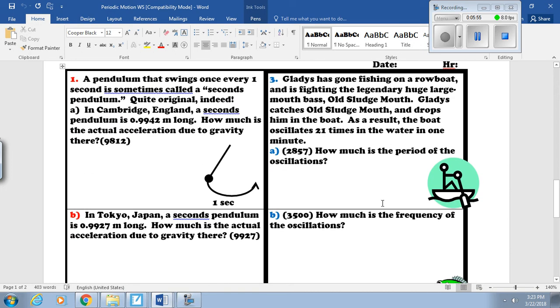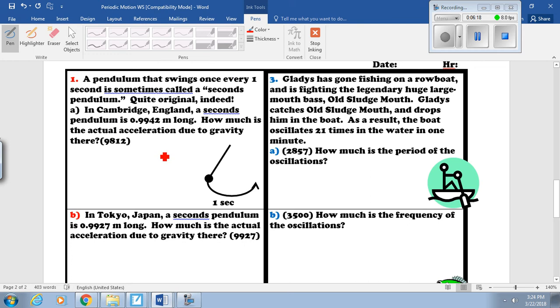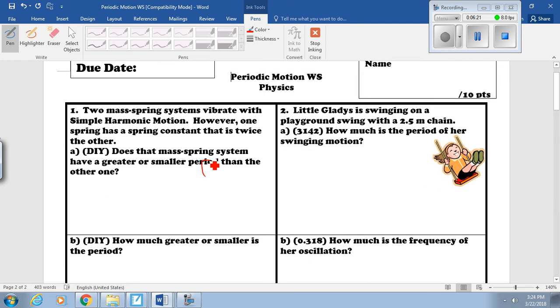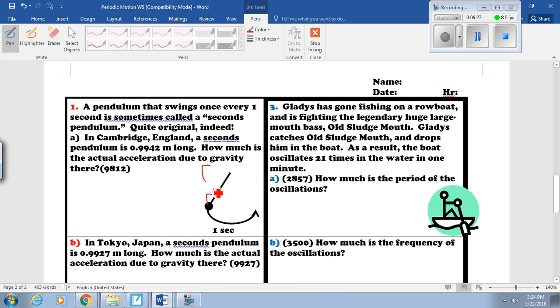There we go. So we have a pendulum, and it swings once every second. So it's called a seconds pendulum. And it was came up with in this place called England, Cambridge. And the length of the pendulum, the length of this is 0.9942 meters. And I want to know what the acceleration of gravity is there.